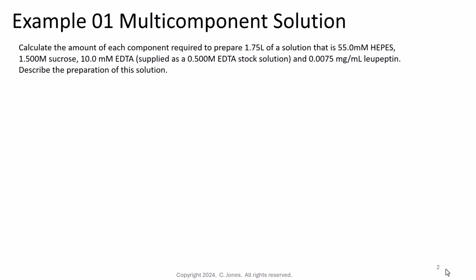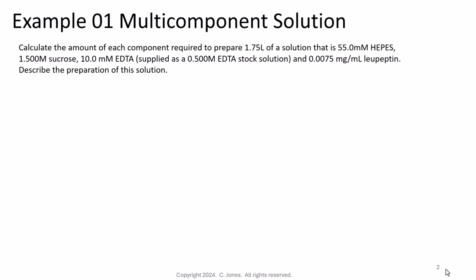EDTA is a chemical that binds or chelates, spelled C-H-E-L-A-T-E. EDTA binds or chelates divalent metal cations. Remember that a divalent metal cation is a cation that has a +2 charge. So this would be things like magnesium, calcium, lead in the +2 oxidation state, copper +2. But normally we think of EDTA as binding calcium and magnesium, though it can bind other divalent metal cations.